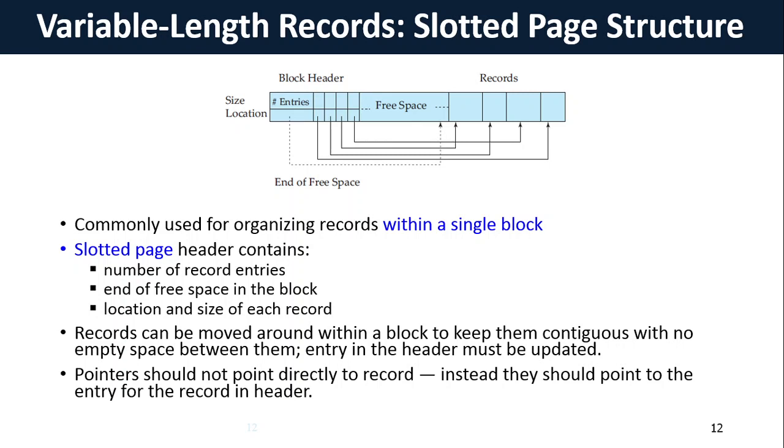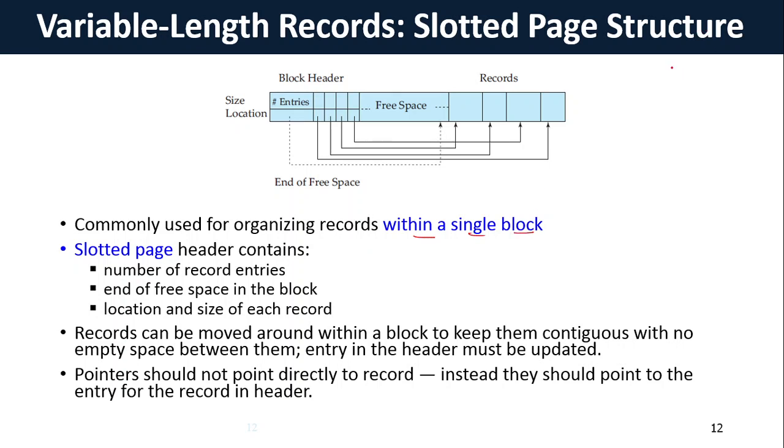Right? So the actual records are allocated contiguously in the block, starting from the end of the block. See here, whatever you are visualizing right now on screen is one block, and several variable length records are being stored in one block. This slotted page structure technique is commonly used for organizing records within a single block.